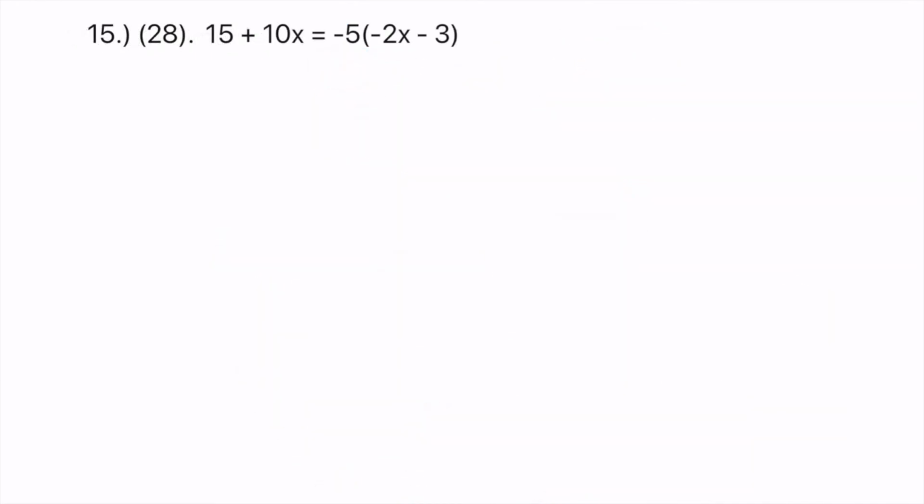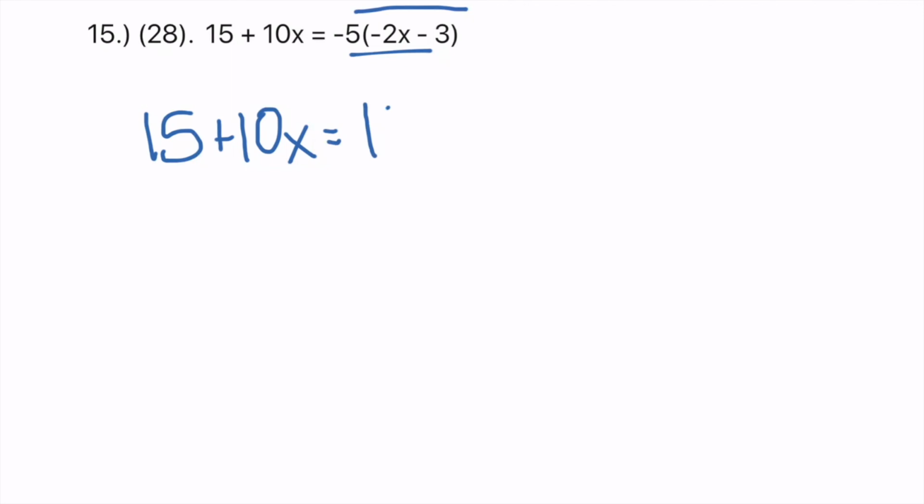Number 15, it looks like we're just solving for x, but we have variables on both sides. So remember, the first thing you always want to do is simplify before you start moving things across the equal sign. So notice on this side, we can simplify this distribution. So the left side doesn't change. We still have 15 plus 10x. But I'm going to distribute over here. We have negative 5 times negative 2x. So that gives me a positive 10x. Minus negative 5 times 3 is a negative 15. So really that just becomes plus 15.